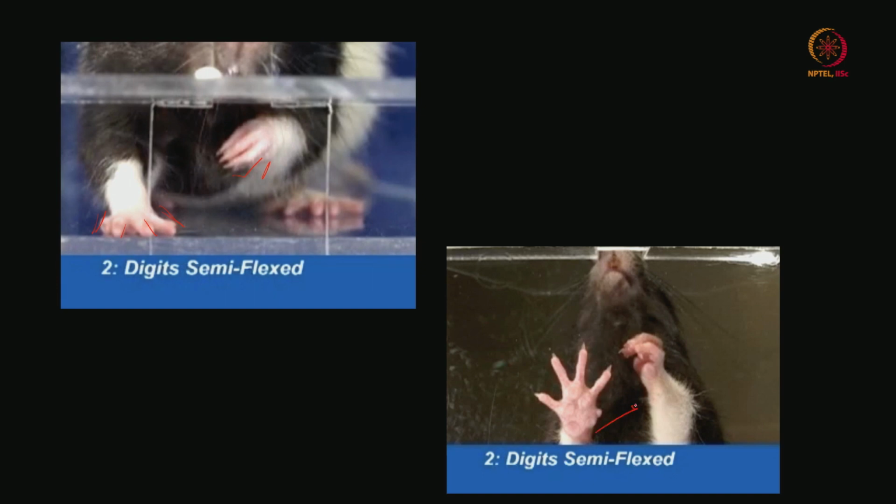This is the best comparison that you can make. This is the fully extended digit. You can see how this is semi flexed. Every single digit has been semi flexed, so that it becomes globular in shape and can easily pass through the slit. That is the whole idea. So that is the next step that is happening after it brings it to the midline.